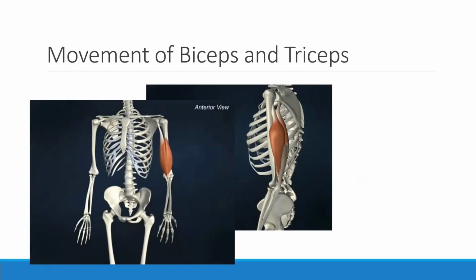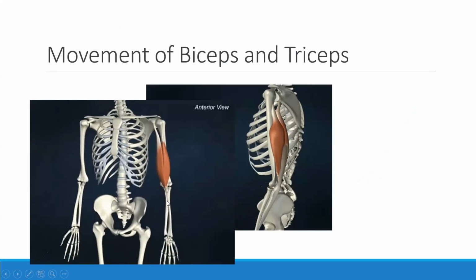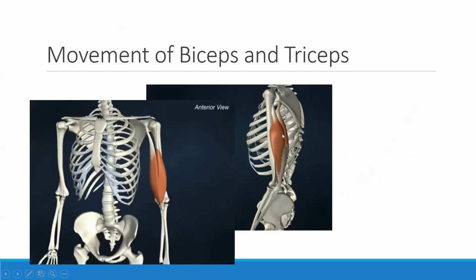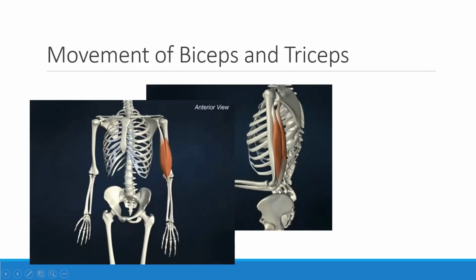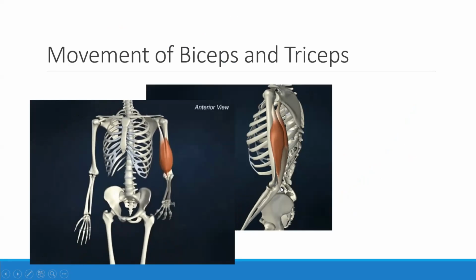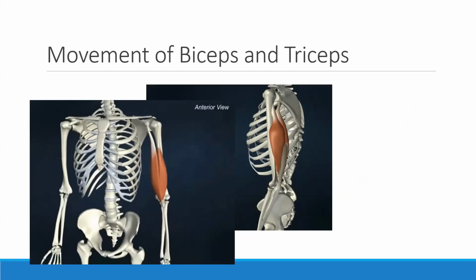And here we can see what's happening with the biceps and the triceps. You can see there's the biceps on the superior surface. It's pulling on the radial tuberosity to cause flexing. We have the triceps on the inferior surface, and the triceps inserts on the olecranon process, and that extends the arm and increases the angle.